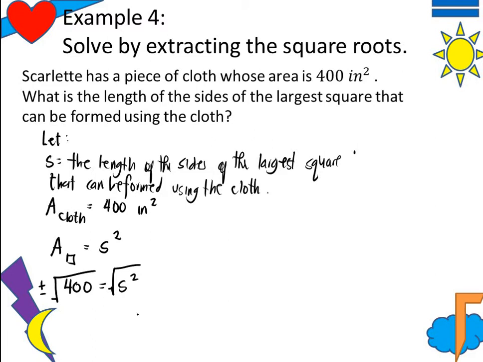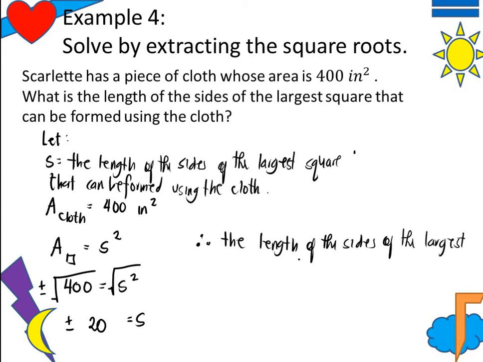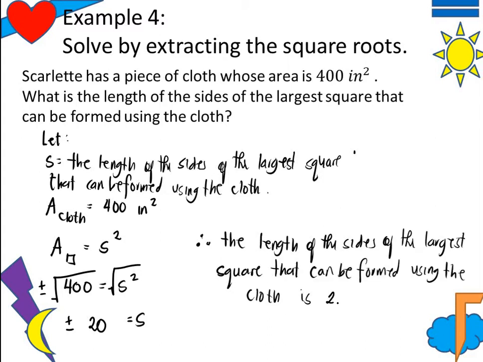So we have here S is equal to positive, negative. So ano yung dalawang parehas na number na kapag multiply mo, ang sagot ay 400? So that is 20. Therefore, the length of the sides of the largest square that can be formed using the cloth is 20 inches.